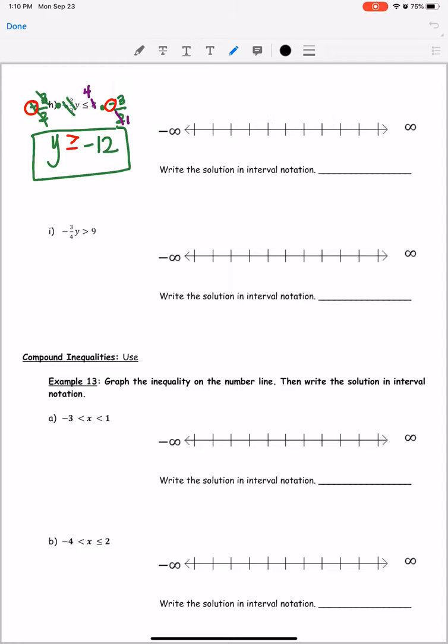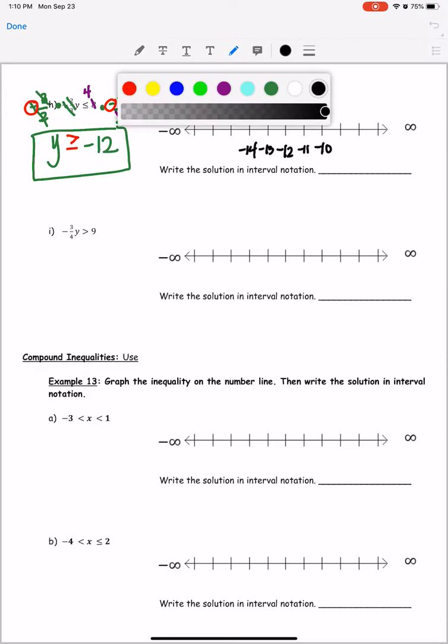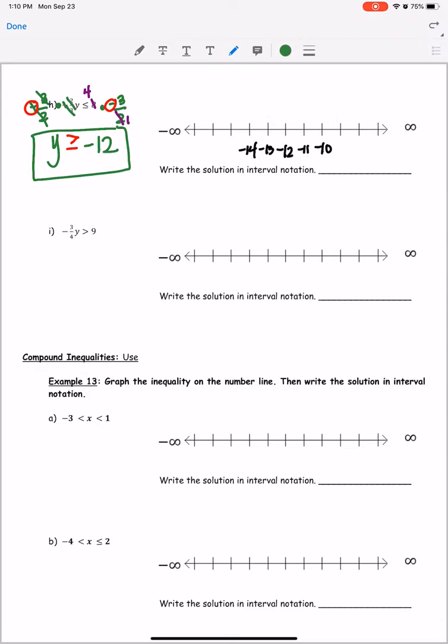So now let's graph. I've got negative 12, negative 11, negative 10, negative 13, negative 14. Use your symbol. Your symbol's pointing this way, so I am shading this way. It's got a bar underneath. That means bracket. So it starts at negative 12 with a bracket. It's pointing to infinity, which always gets parentheses.